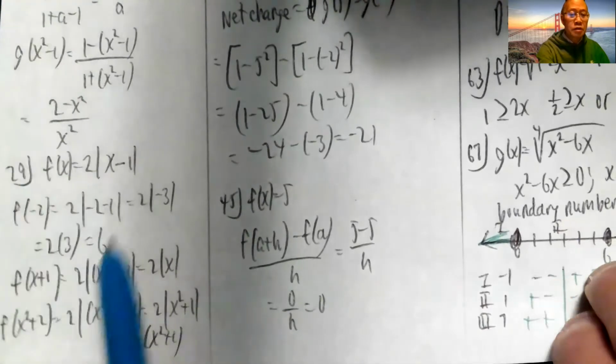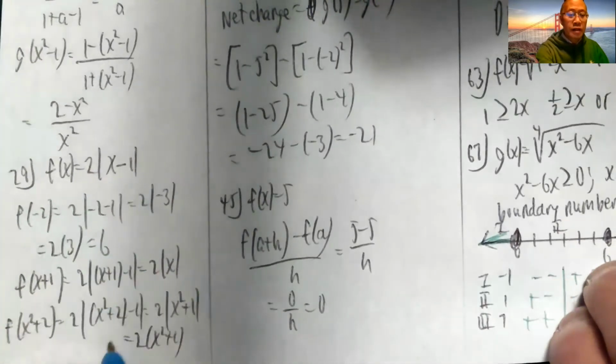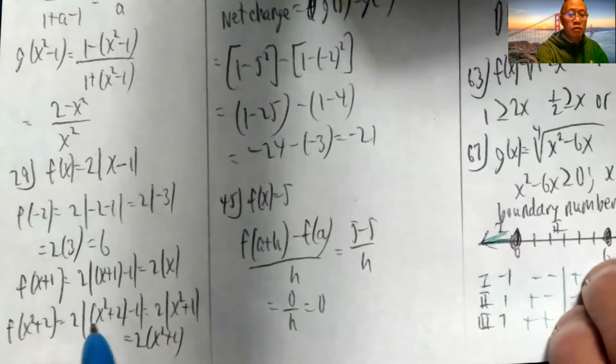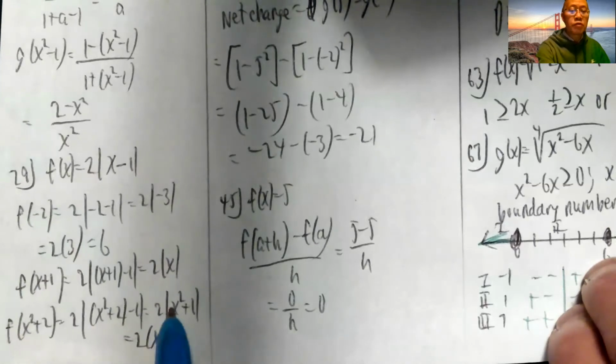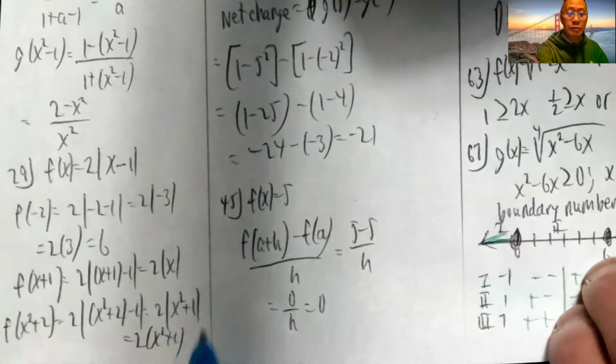F of x squared plus 2, put x squared plus 2 right there. 2 times absolute value of x squared plus 2 minus 1. 2 times absolute value of x squared plus 1. In this case, x squared plus 1 is always a positive quantity, so you drop the bars. 2 times x squared plus 1.